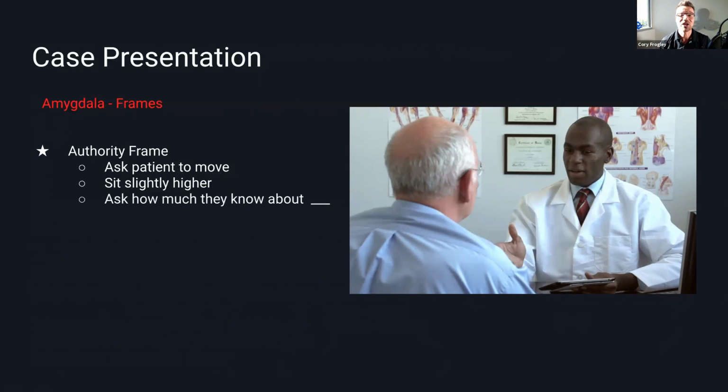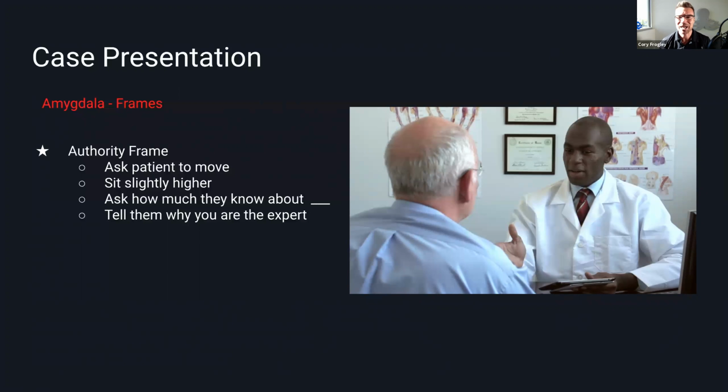Ask how much they know about this condition. Like if they know it all, please explain it to me. Share with me what you already know so that we can get them trained on that. Tell them why you're the expert. How many cases have you treated? How many years of studying? What certificates or degrees do you have in advance on top of just your doctorate? So this is established. This is how you deal with the authority frame.